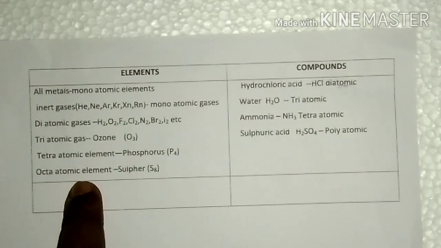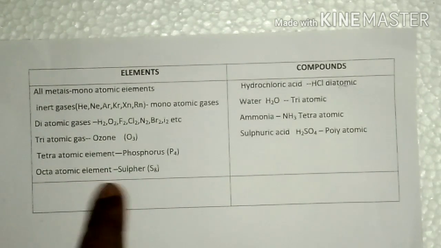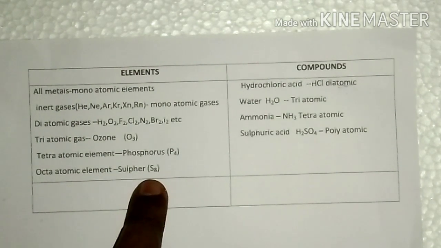Eight atoms of sulfur combine to form one molecule, which is called sulfur. It can be represented as S8.